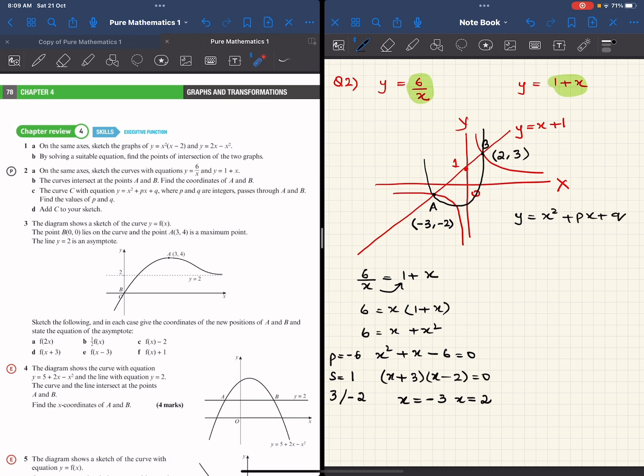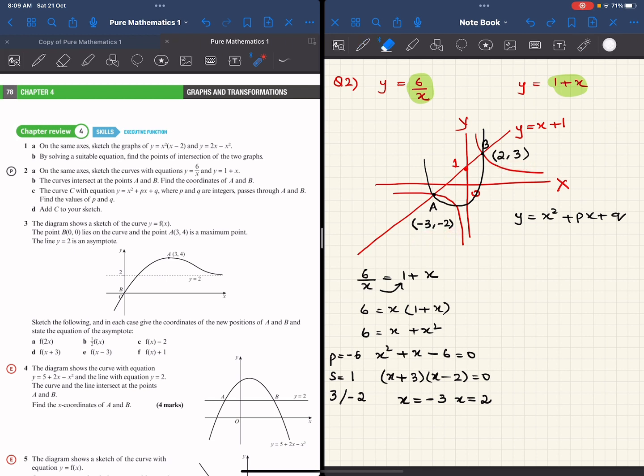Now we need to find the values of p and q. Since the curve is passing through the points A and B, that means the points A and B satisfy the equation. So if I take this point, for y I plug in a negative 2, and for x I plug in a negative 3, so I can find the values of p and q by substituting both of these points.